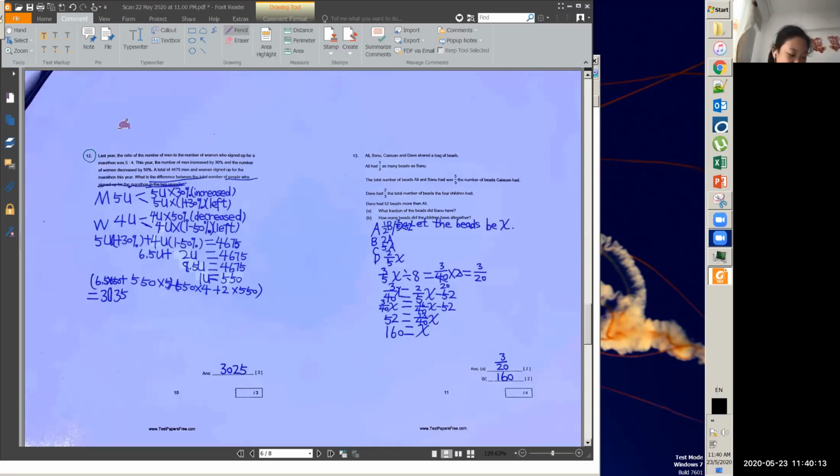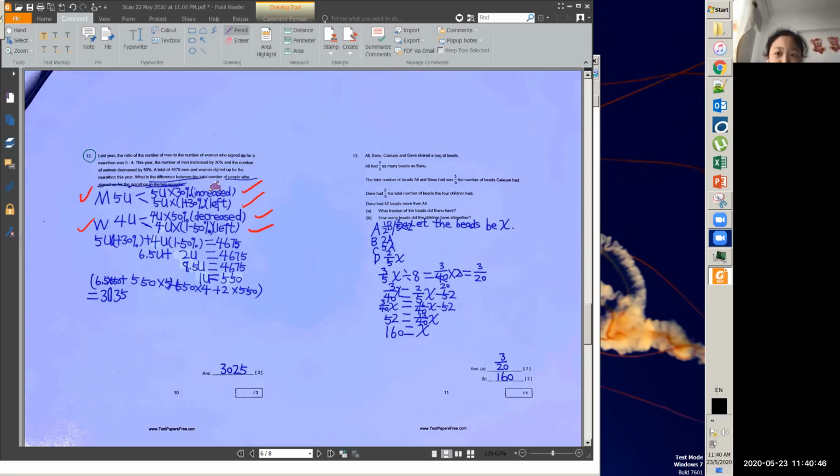Okay, 12. Last year, the ratio of the number of men to the number of women who sign up for the marathon is 5:4. So I see 5 for you. Then this year, the number of men increased by 30%. Very good. I see you use a very good formula. And then the number of women decreased. The branch is correct. So you can actually simplify the branch before you move on.